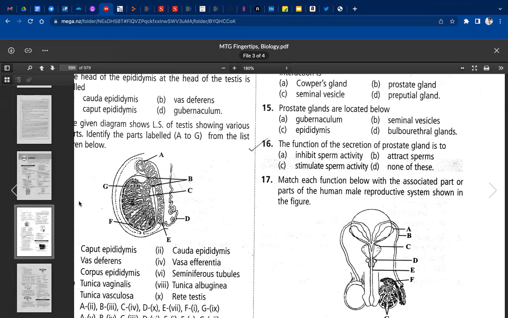Three of you have given right answers. One of you has not given the right answer. The right answer is option C. The function of the secretion of prostate gland is to stimulate sperm activity. Remember, prostate gland cannot inhibit sperm activity, so this is outright wrong. Prostate gland is in male body, so it cannot attract sperms also. And none of these would only make sense if C is incorrect. So C, it is a very easy one. Okay, so let's go to other questions.